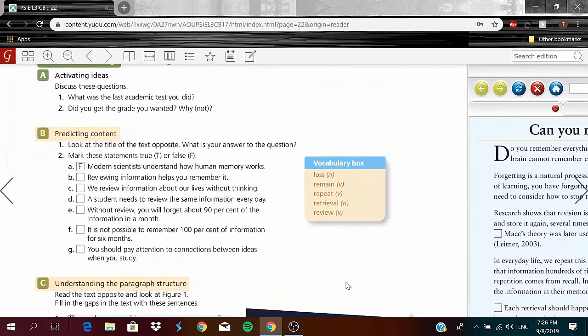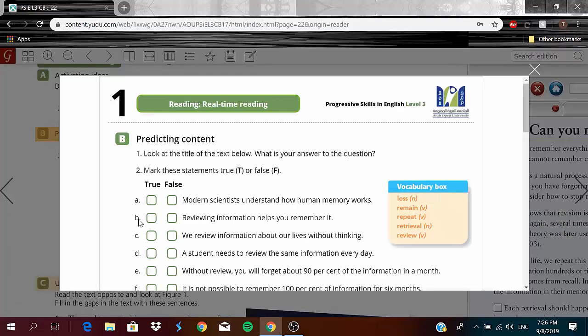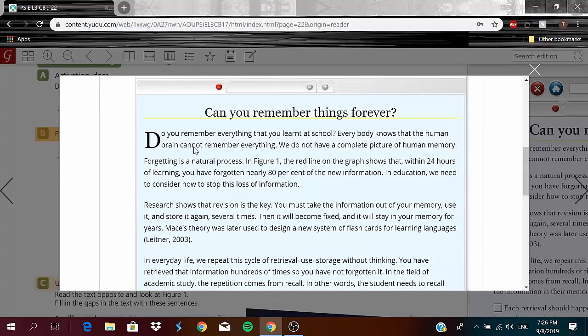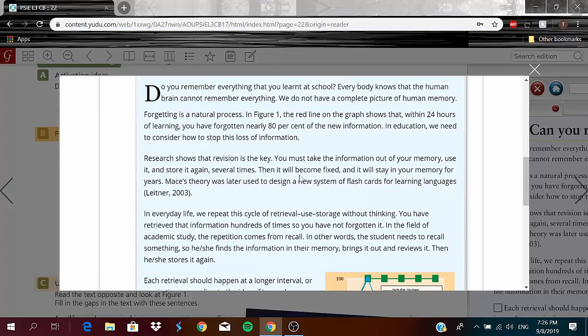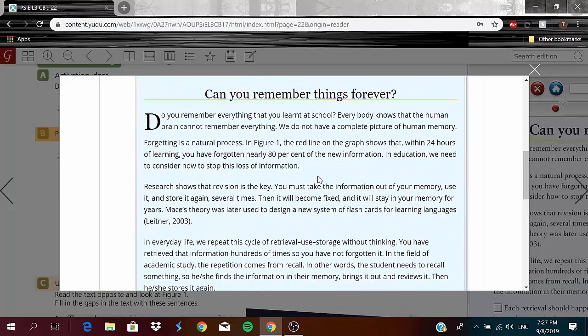Here we have predicting content. Let me open this so you guys can get a better view. Look at the title of the text below. What is your answer to the question? Here we have some true and false statements. What I'm going to do is read all of this, so we treat it like a comprehension.